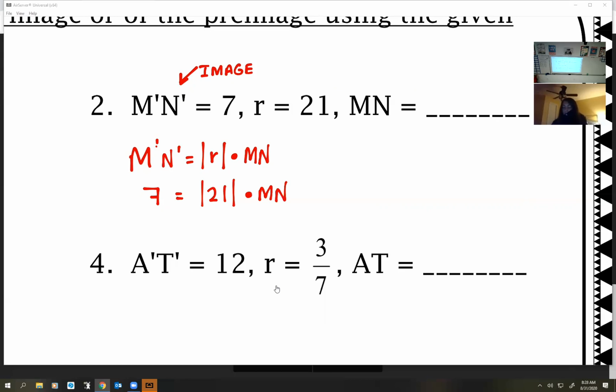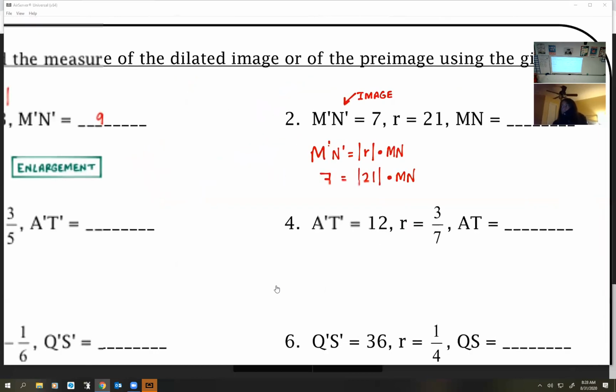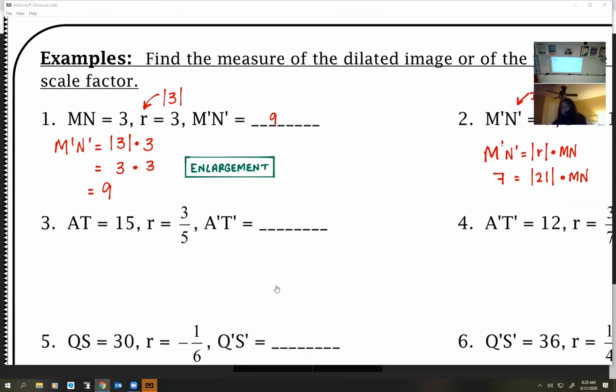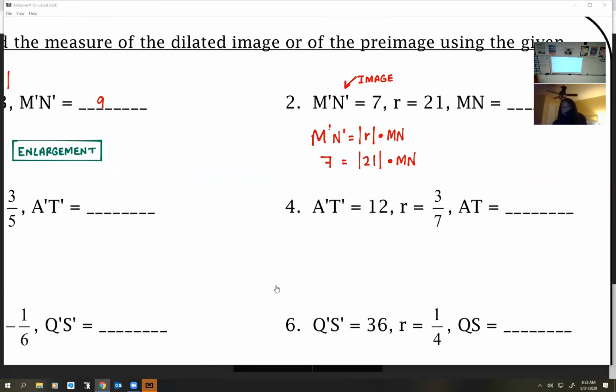When we're solving linear equations, what's our number one goal? What, on number 1, what did we do? What was our number one goal for number 1? Try to get the answer for M prime N prime. So what's our number one goal for number 2?